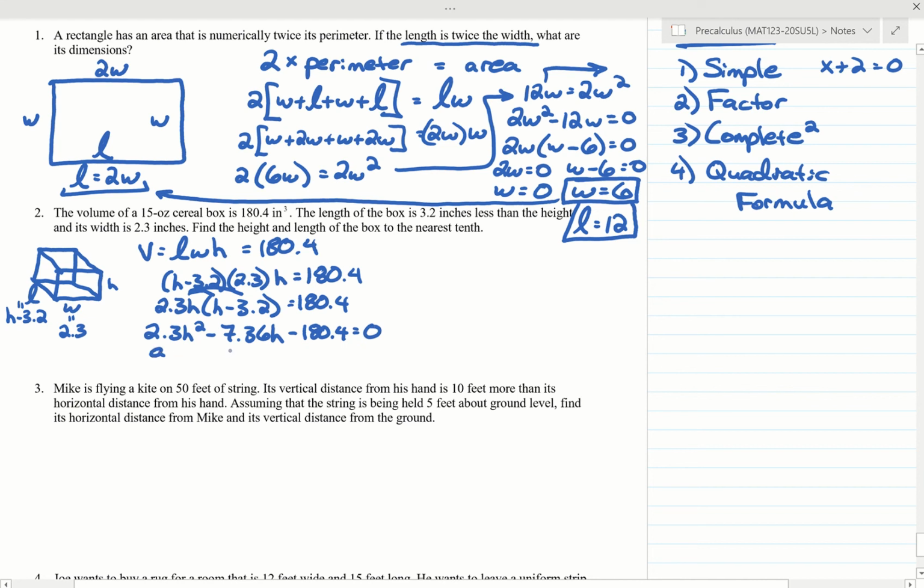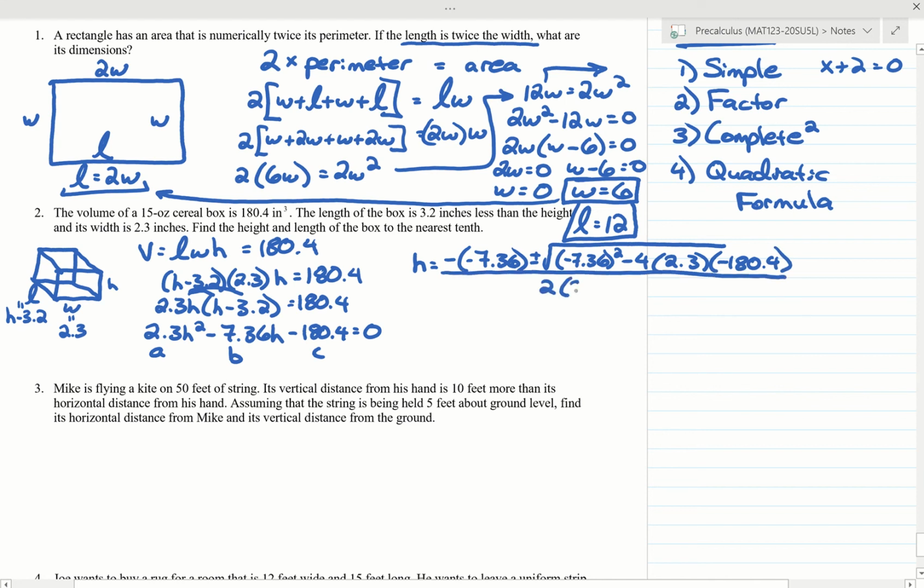And we have an a value, a b value, and a c value. So I think the quadratic formula would be the easiest for this. h, the height, would equal the opposite of b, plus or minus the square root of b squared minus 4ac, all divided by 2 times a.